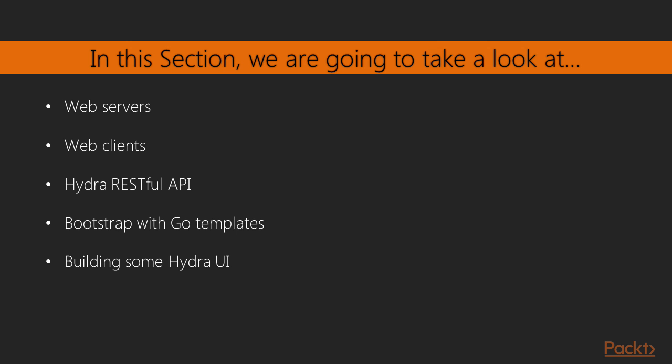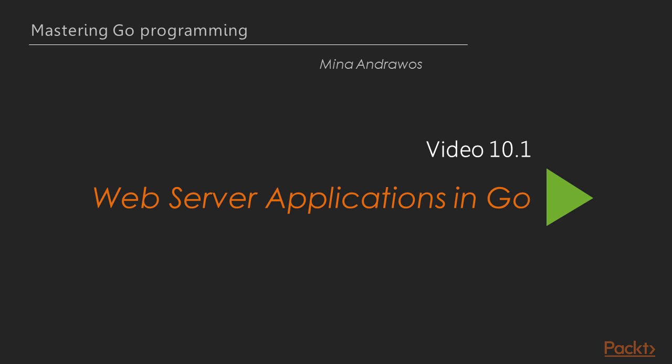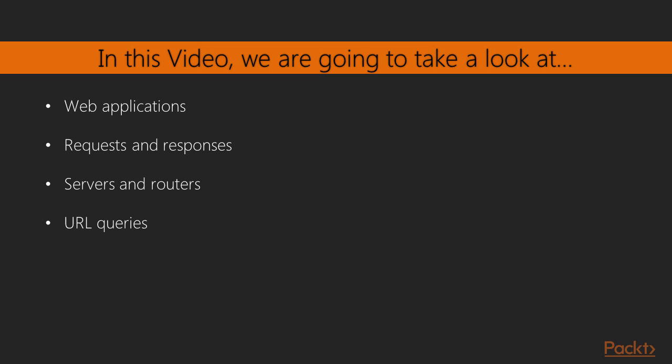We'll cover key topics like templates, writing a website backend, and we'll conclude by writing a chat portal for the Hydra software system. Moving on to the first video, we'll start this section by discussing how to write web servers in the Go language. So we'll begin by briefly defining web applications, and then we'll move into some important building blocks like servers, routers, requests, and responses. Then we'll conclude by covering how Go handles URL queries.